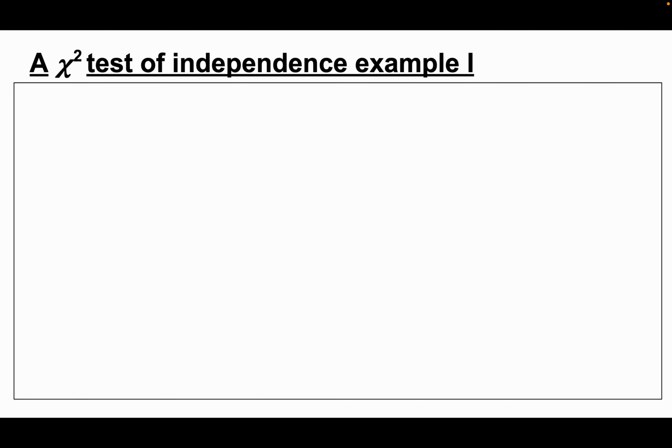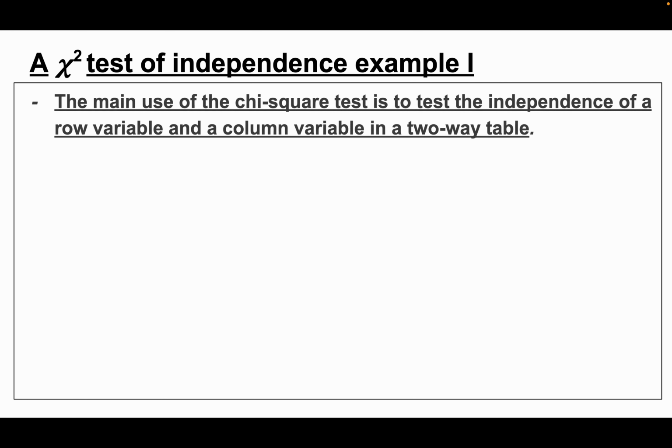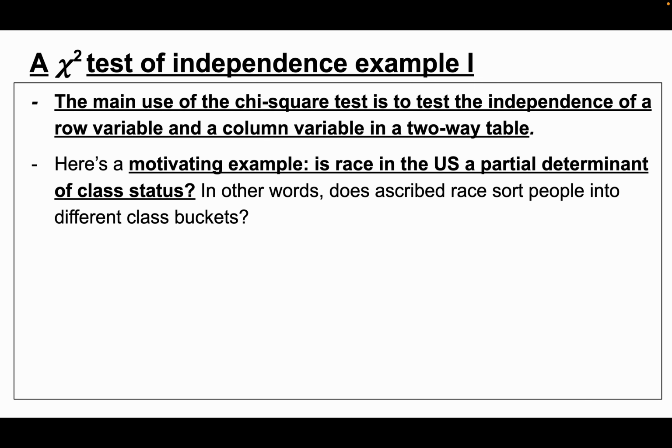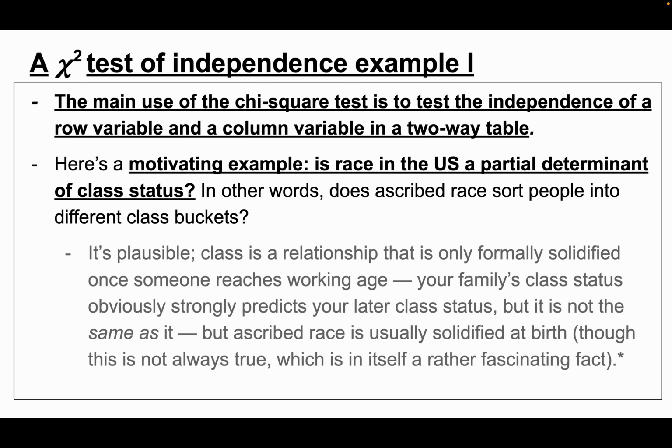So let's move on to a chi-square test of independence. The main use of the chi-square test is to test the independence of a row variable and a column variable in a two-way table, as previously established. Here's a motivating example. Is race in the US a partial determinant of class status? In other words, does ascribed race sort people into different class buckets?